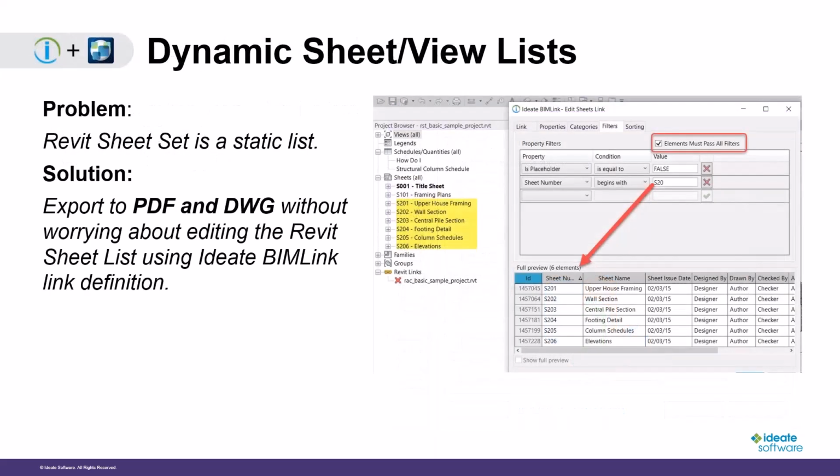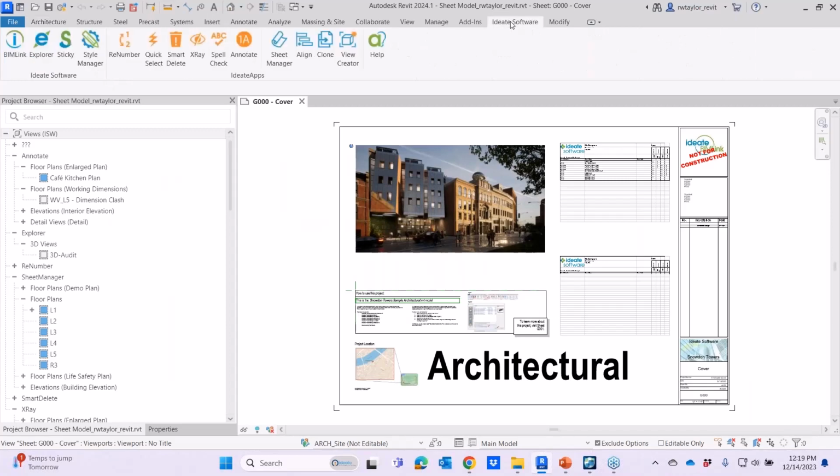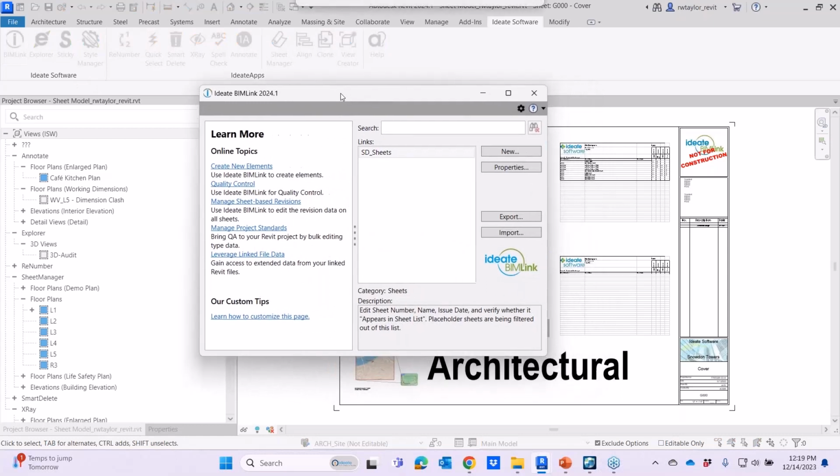Then the next thing is we need to define a list of sheets and views within Ideate BIMLink. If you're familiar with that, I'm going to come over here to Revit, all right? And here we go to Ideate Software, and we're going to select Ideate BIMLink. And you notice I deleted all my links except for just this one called SD, schematic design sheets.